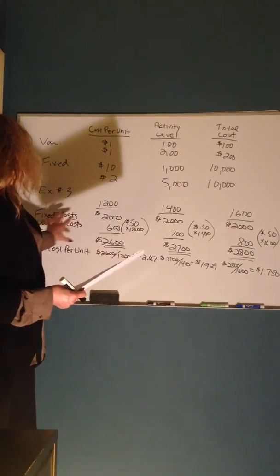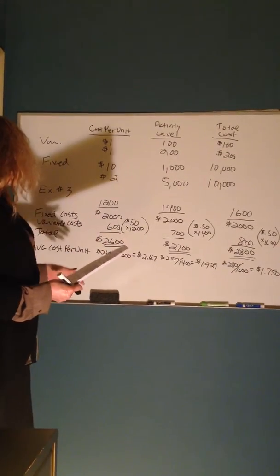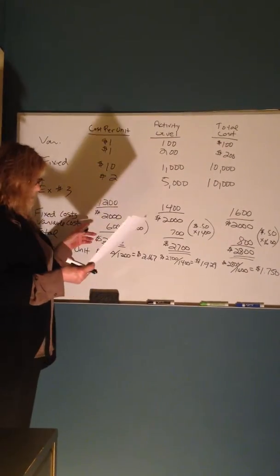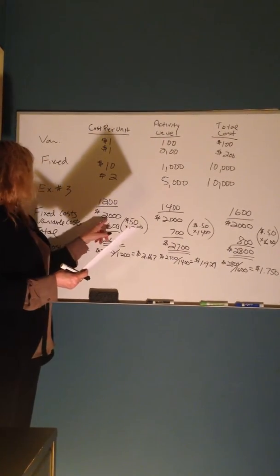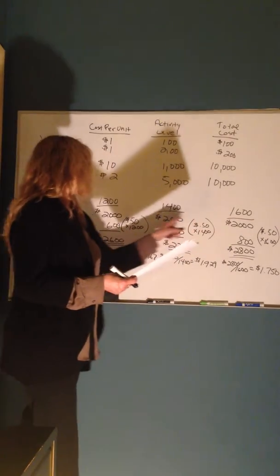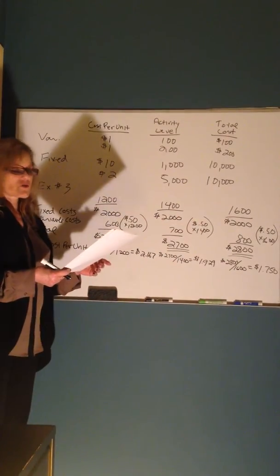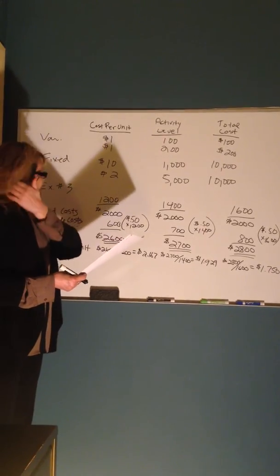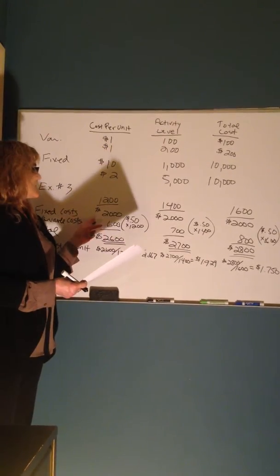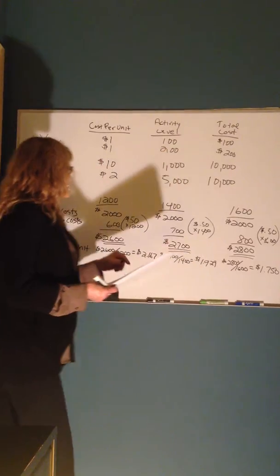Up here I have an example of homework problem 3. Bob Company has fixed costs of $2,000. Remember, fixed costs remain constant, so no matter what the activity level, fixed cost is $2,000. And the variable costs are 50 cents each. So we're looking at 3 levels of activity: 1,200, 1,400, 1,600.